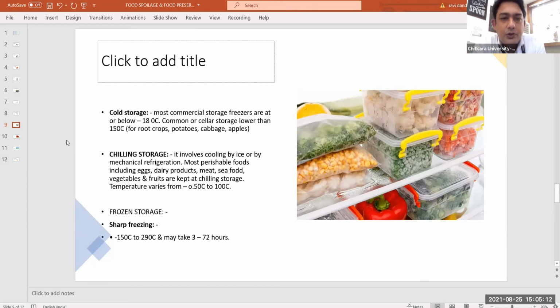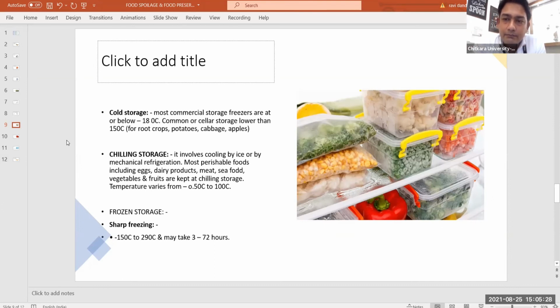Chilling storage. You must have seen that various meat products, fish and everything are also available in the market in packed containers. Okay, so that is possible because of the chilling storages which are available.